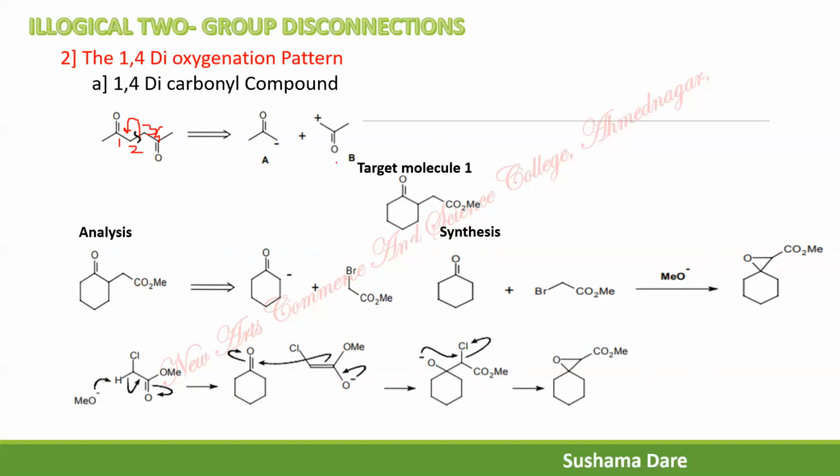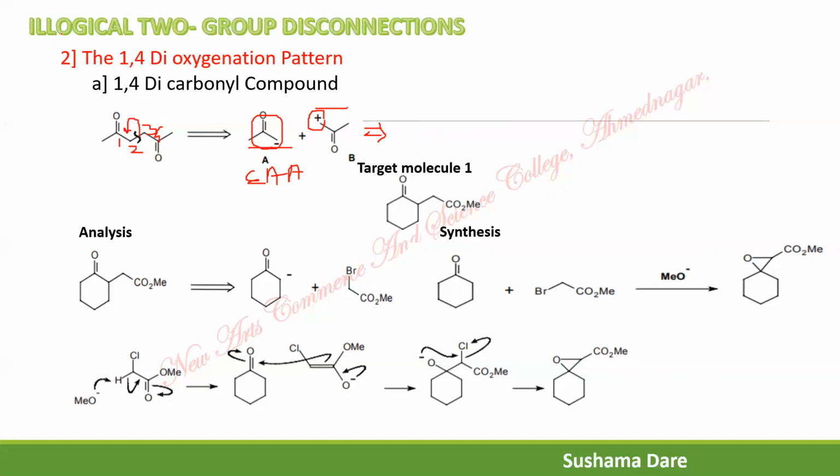Because of this disconnection, what we get is one donor synthon and one acceptor synthon. For the donor synthon, always remember, the best synthetic equivalent is ethyl acetoacetate. And again, there is an illogical electrophile because of a positive charge over here. So we have to go retro of this: the placement of X, that is alpha halogenation of the carbonyl compound.